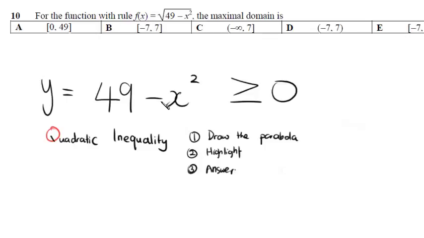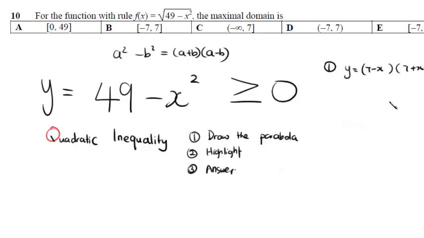There are two ways of doing it. You can factorize. You see that a squared minus b squared is equal to (a plus b)(a minus b), right? So this is 7 squared minus x squared, which is (7 minus x)(7 plus x). So you get a quadratic with x-intercepts at x equals -7 and x equals 7, and this is an upside down parabola like this. So that's how you draw it.